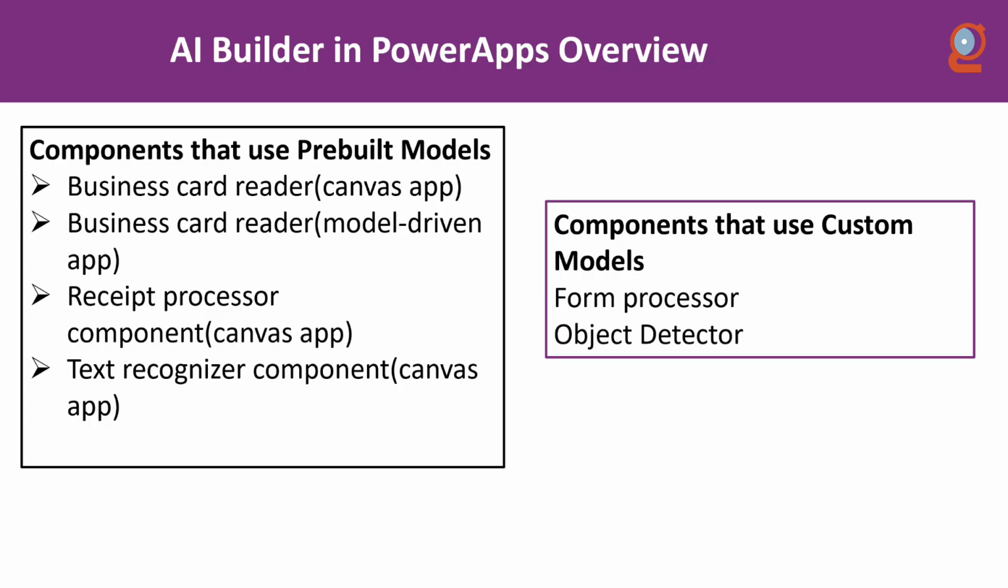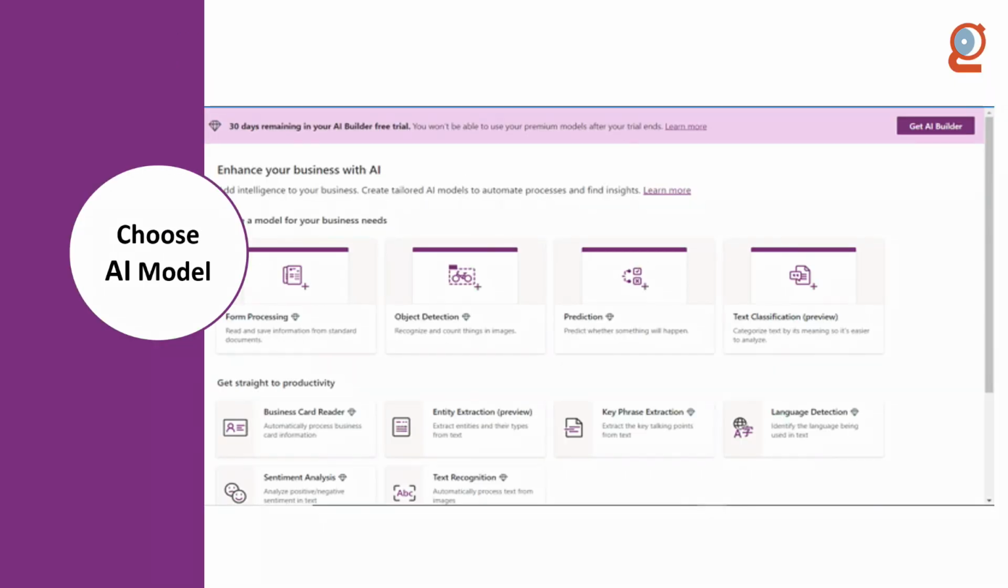So these are just some of the components in Power Apps. You will be able to get them in the model-driven application and also the Canvas application. And for the components, they use the custom models, the form processor, and also the object detector. This is just an overview of the Power Apps Studio. We'll be getting there.